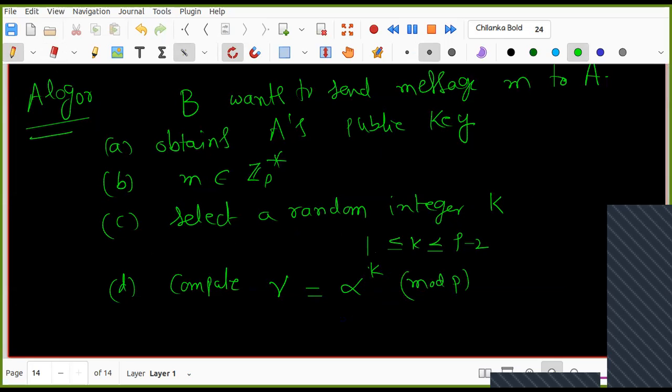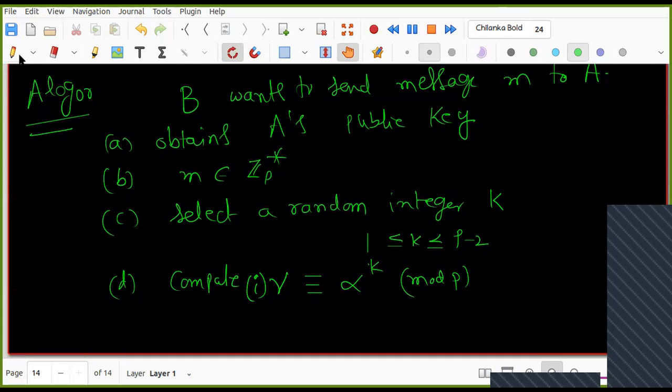Is it possible to compute? Yes, I know alpha, I know K, I know P, so I'll compute it. What else will I compute? The second part. We'll compute delta. So what is delta? Delta is congruent to, now till now the message had not come into the picture, right? Now we are using it. And I had not used alpha power A, I'm using it now. Alpha power A, power K, modulo P. Are you okay? Are you fine?